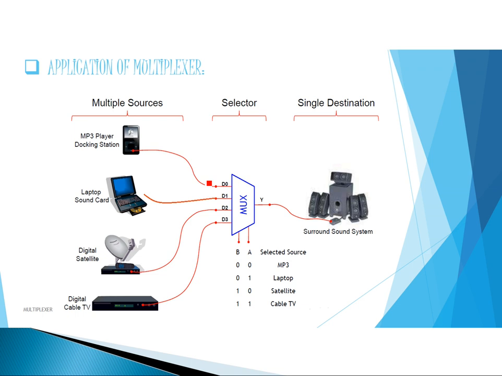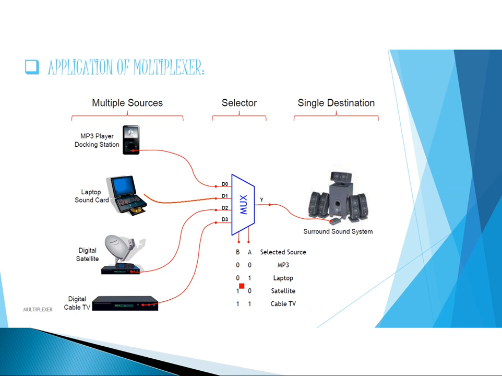The first source is connected to the D0 input of this multiplexer. The second one is connected to D1. The third one is connected to D2. The fourth one is connected to D3. And these are the select lines. A and B are the select lines. So whenever A and B both are 0, 0, the D0 input will be selected. Already we know, for D0, this MP3 player is connected. So that means now the sound system will access the MP3 player.